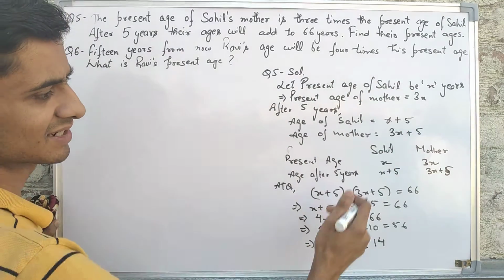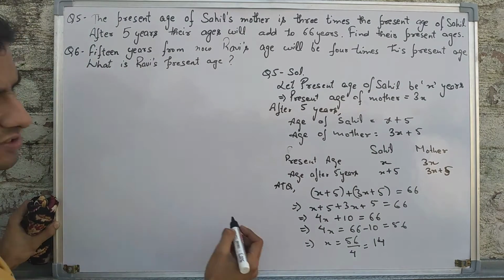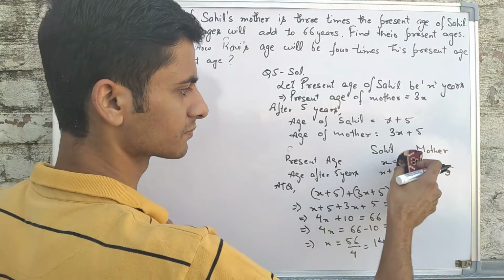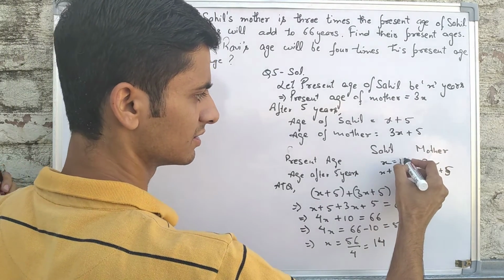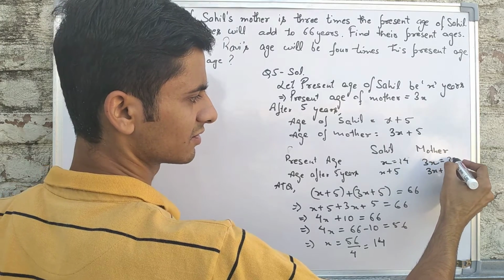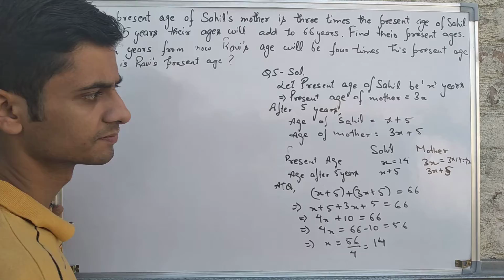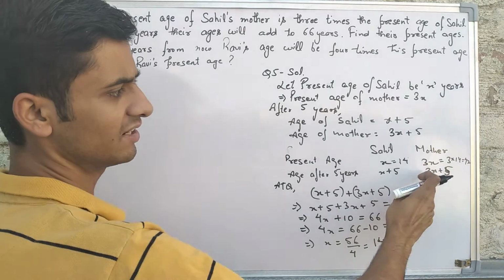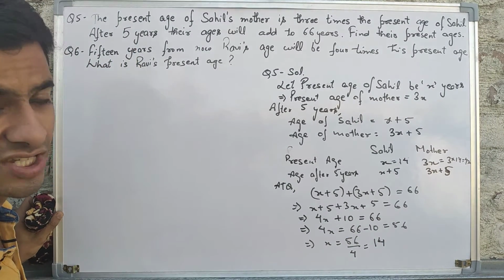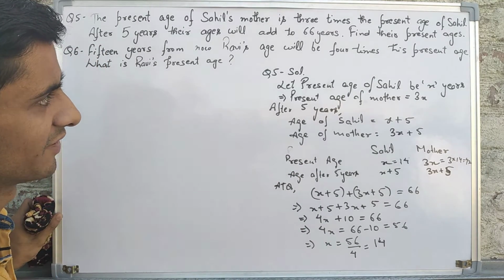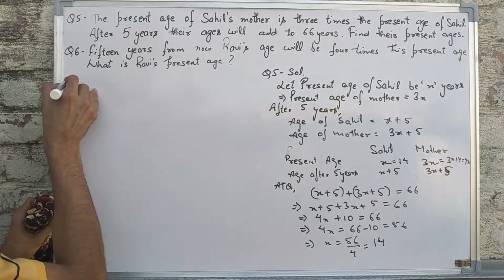The question is to find their present ages. Present age of Sahil is coming out to be 14 and mother 3 into 14 is equal to 42. So in this way we can find the questions based on age, present age and age after 5 years. Okay, let us see another question.